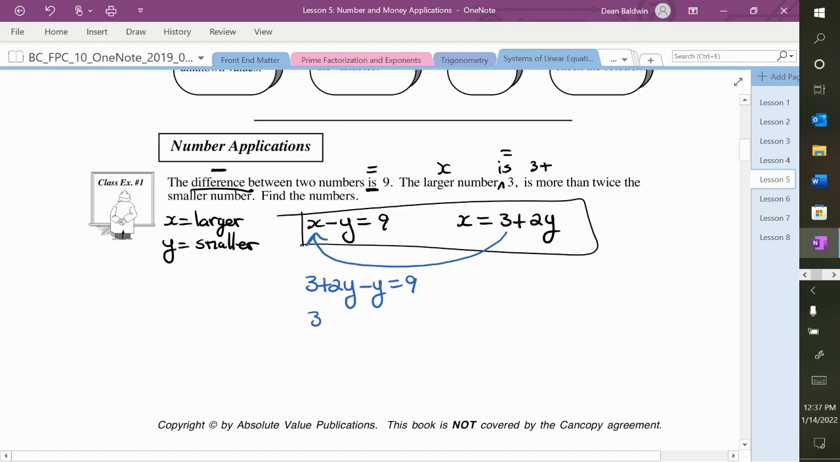So 2y minus y is y. So y is equal to 9 minus 3, which is 6. Whoops. Okay, so we got one of them. How do I get the other one? Put it into one of the other equations, but I'm going to plug it right into there. So I get x is equal to 3 plus 2 times 6.